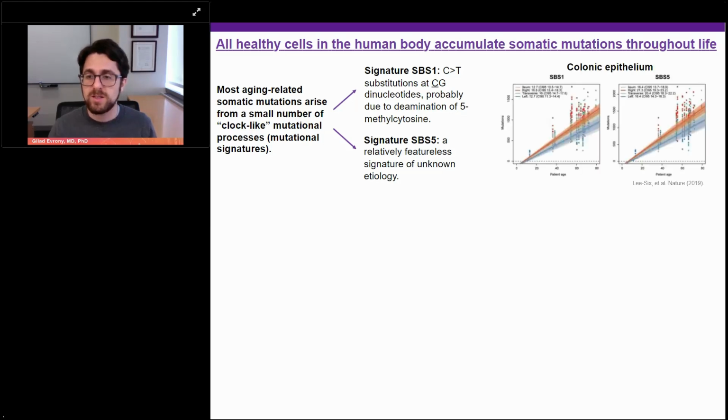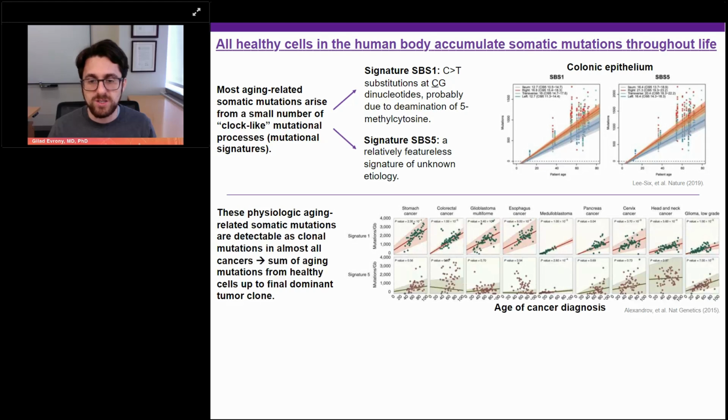You can see here a specific breakdown of these two mutational processes or signatures, signature 1 and 5, specifically in the colonic epithelium, and you can see that both of these mutational processes increase with time in a linear fashion.